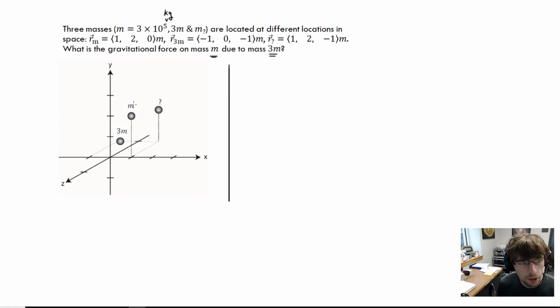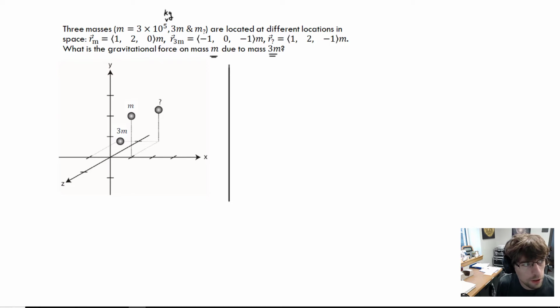We want to know the gravitational force of this guy acting on this one due to this 3m. So you can tell that m's up here and 3m's back into the page a little bit more. So first off, let us see if we can figure out the vector that points from the 3m mass to the m mass. Okay, so we want, I'll go ahead and draw this in, although it might be a little bit sloppy. It might ruin our figure here.